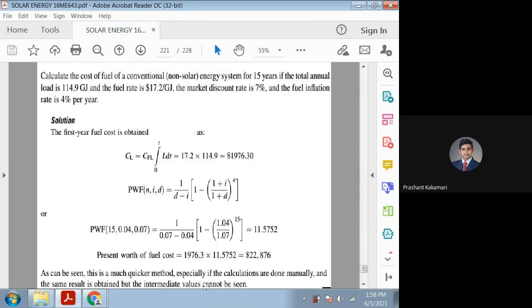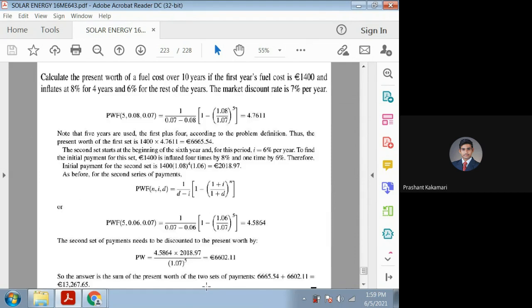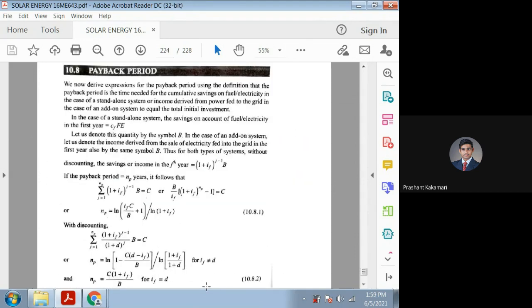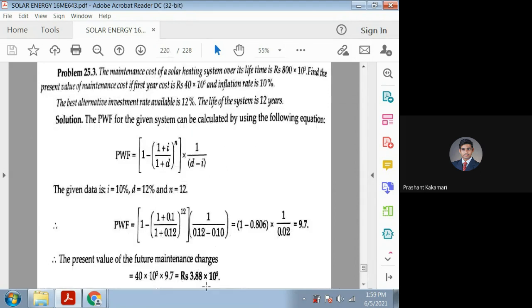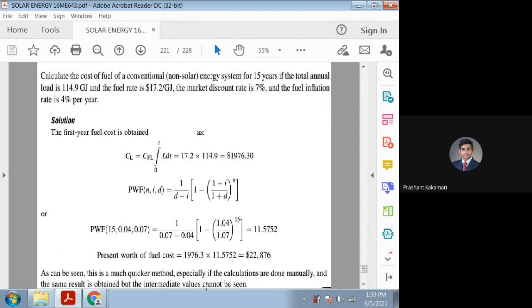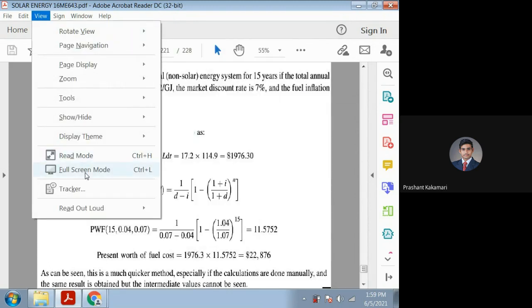So in this problem you can see, we'll take this problem and we'll stop the class here. Last problem on the present worth factor. Calculate the cost of fuel. Just a minute, yes.